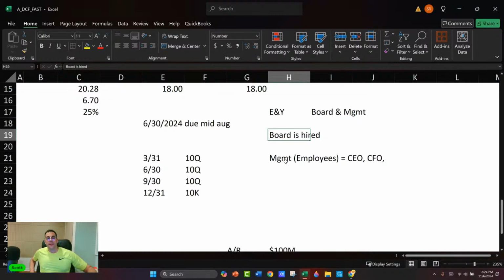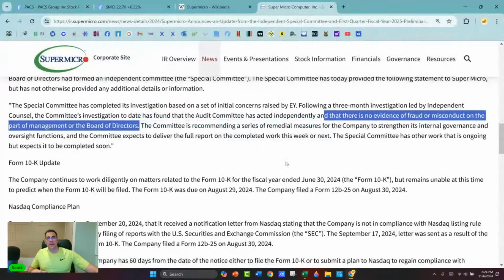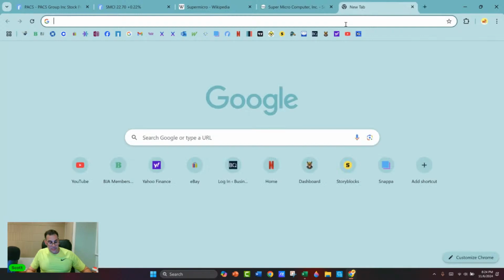So it's hard to know exactly what Ernst & Young saw, because legally they can't really give too much information, but they could say things at a high level.